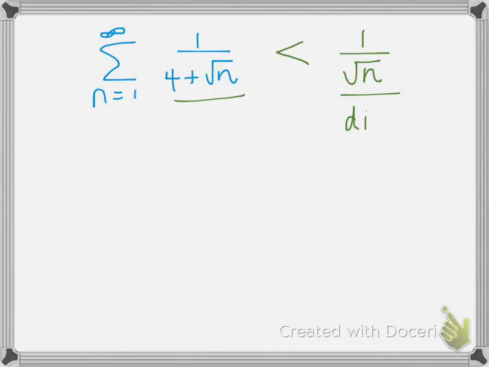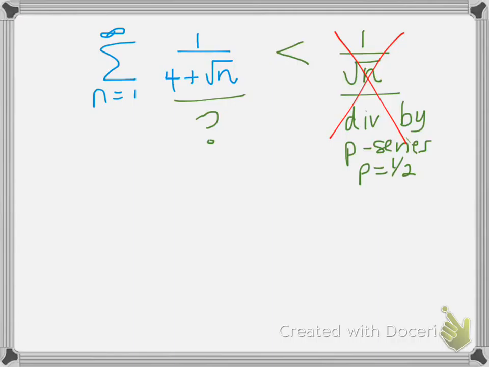Well, I know that this diverges by the p series, where p is a half, because that's the exponent of 1/2. Well, if you have a diverging series, and the series we're looking at is smaller, we don't know what's going on with this. So what that means is this is not the way that we're going to solve this problem. So we have to pick something else.